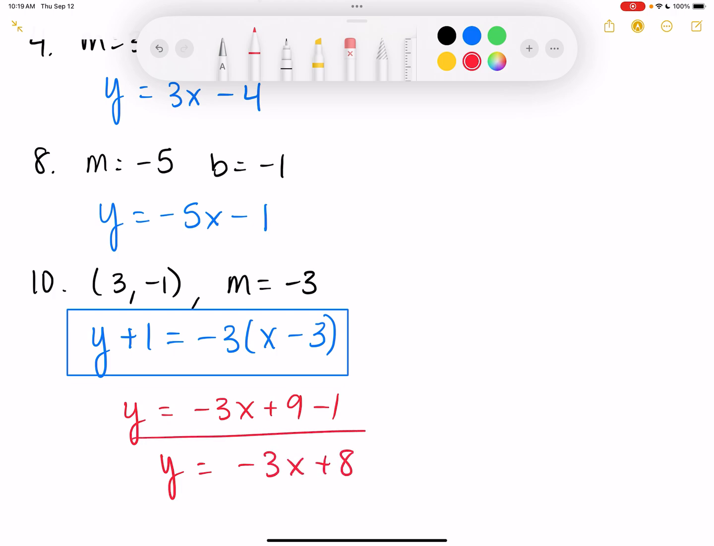So I will take it in either of these forms that I boxed. I don't care. If the instructions specifically say you have to put it in one form or the other, then obviously you need to do that. The book is going to write answers like I have written in red. They're not going to leave them in point-slope form. But either is acceptable.